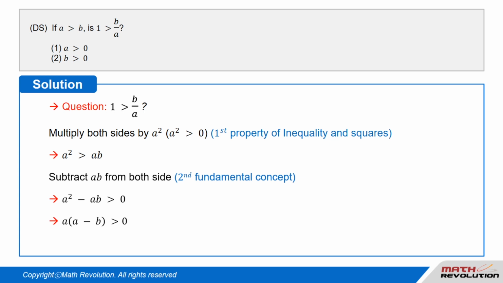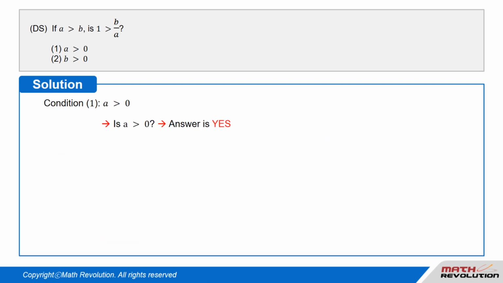Now, subtract A times B from both sides of A squared is greater than A times B to get A squared minus A times B is greater than 0, or A times the whole of A minus B is greater than 0, by the second fundamental concept in inequality. However, we know from above that A minus B is greater than 0, so the question becomes whether A is greater than 0.